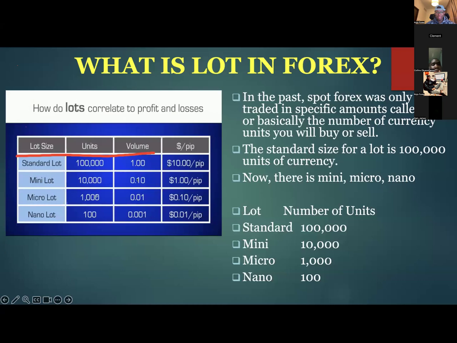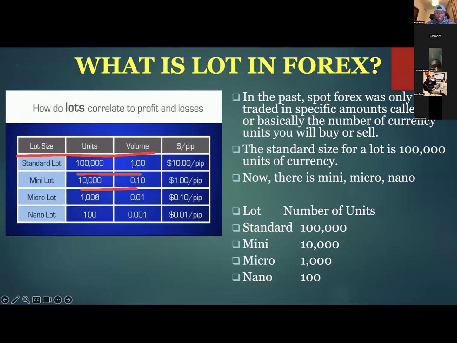Then we have the mini lot. If one lot is equivalent to 100,000, it's mathematical proportion. Then 0.1 is equal to 10,000. Then 0.01 is equal to 1,000 units, right? But every lot you put, there is an equivalent value in pips. Remember, we just finished learning about the pips. Don't forget about that one.